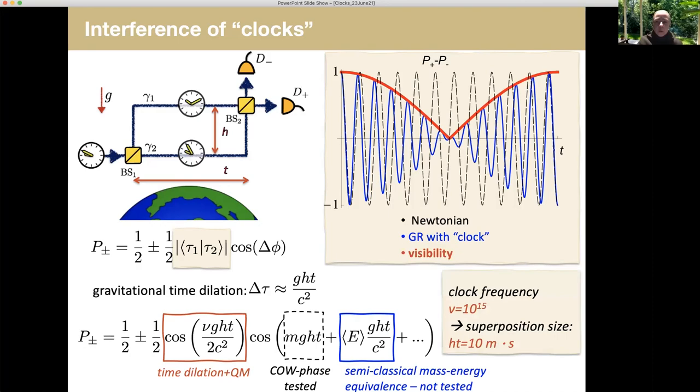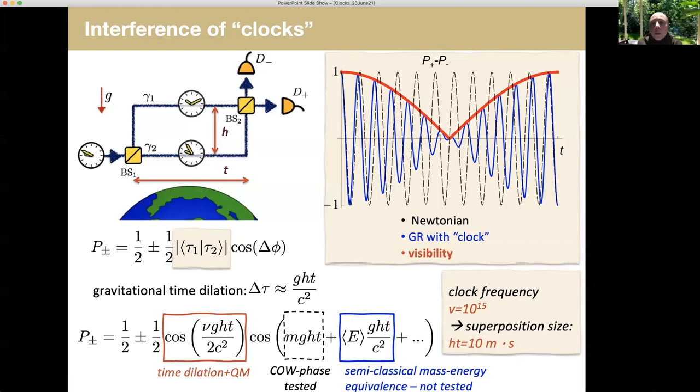And so if we take some optically separated energy levels, like would be available in strontium, for example, then this frequency can reach 10 to the 15 hertz. My unit disappeared. And so in order to observe in an experiment a loss and revival of the visibility, we would need the remaining parameters. So the spacetime area of the interferometer, h times t, to be 10 meters times a second. And so in such an experiment, what we would see is essentially what is plotted with the blue line on the plot that I displayed.